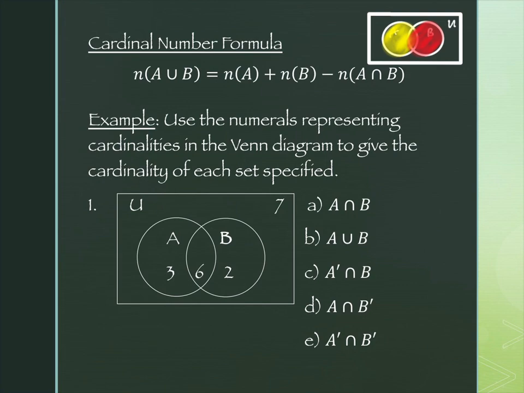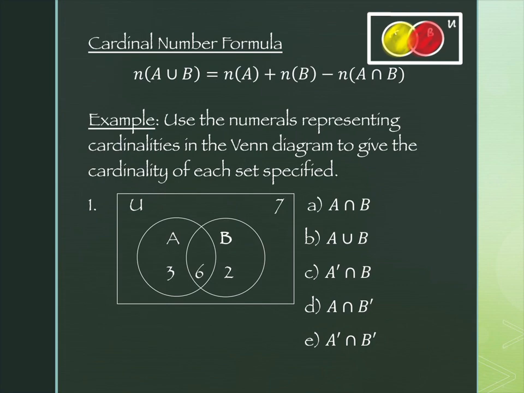Just in terms of identifying some pieces of the graph, we're going to take a look at this next one and see how it works where the numbers are already identified. So we don't need this cardinal number formula right here because we know the individual components, they're given in the diagram. Okay, so we'll come back to this equation in just a second. Taking a look at our diagram, it says we're going to use the numerals representing the cardinalities in the Venn diagram to give a cardinality of each specified set. So this says we want to do A intersect B.